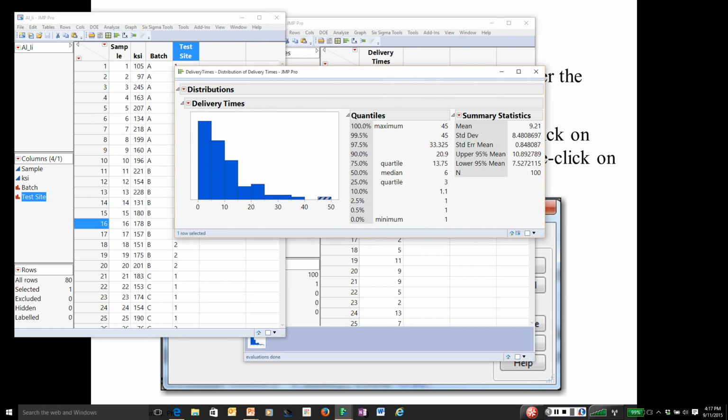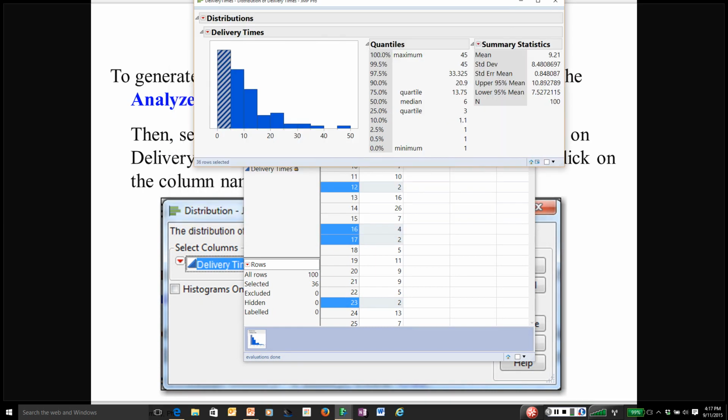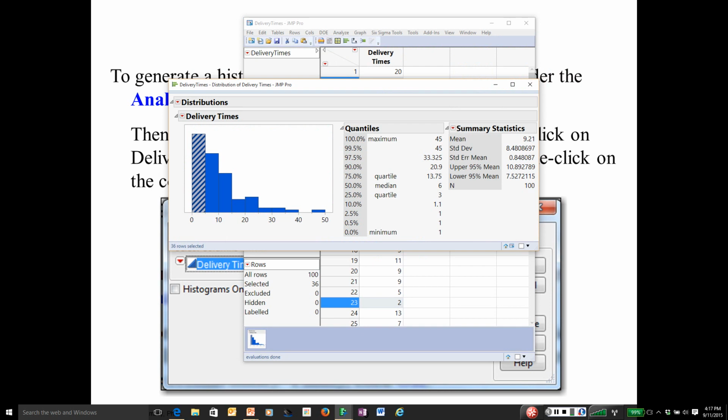So if I click on a bar, let's click on 0 to 5. Okay. So I'm clicking on 0 to 5. Let me get this out of the way. And what that shows me is I've selected 36 observations. So notice in the row state area, 36 of them are highlighted.